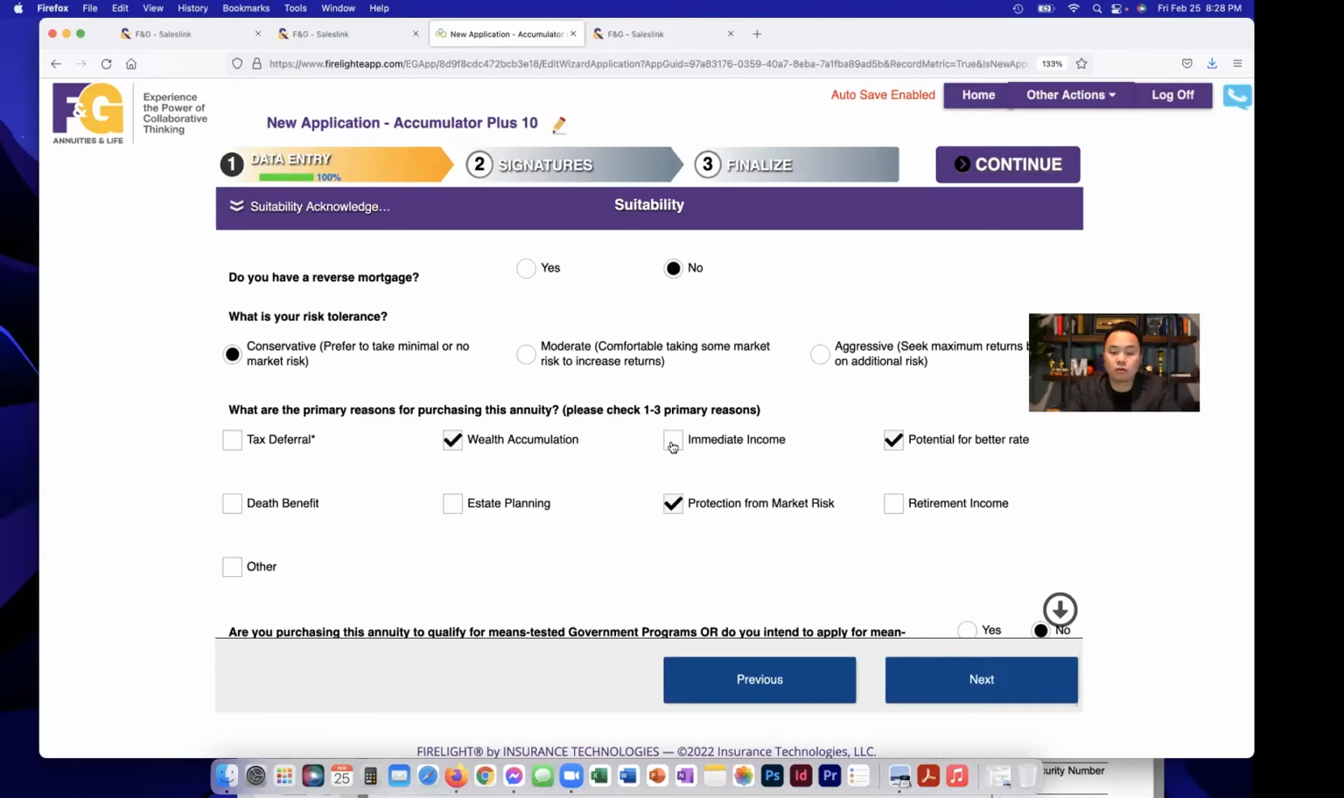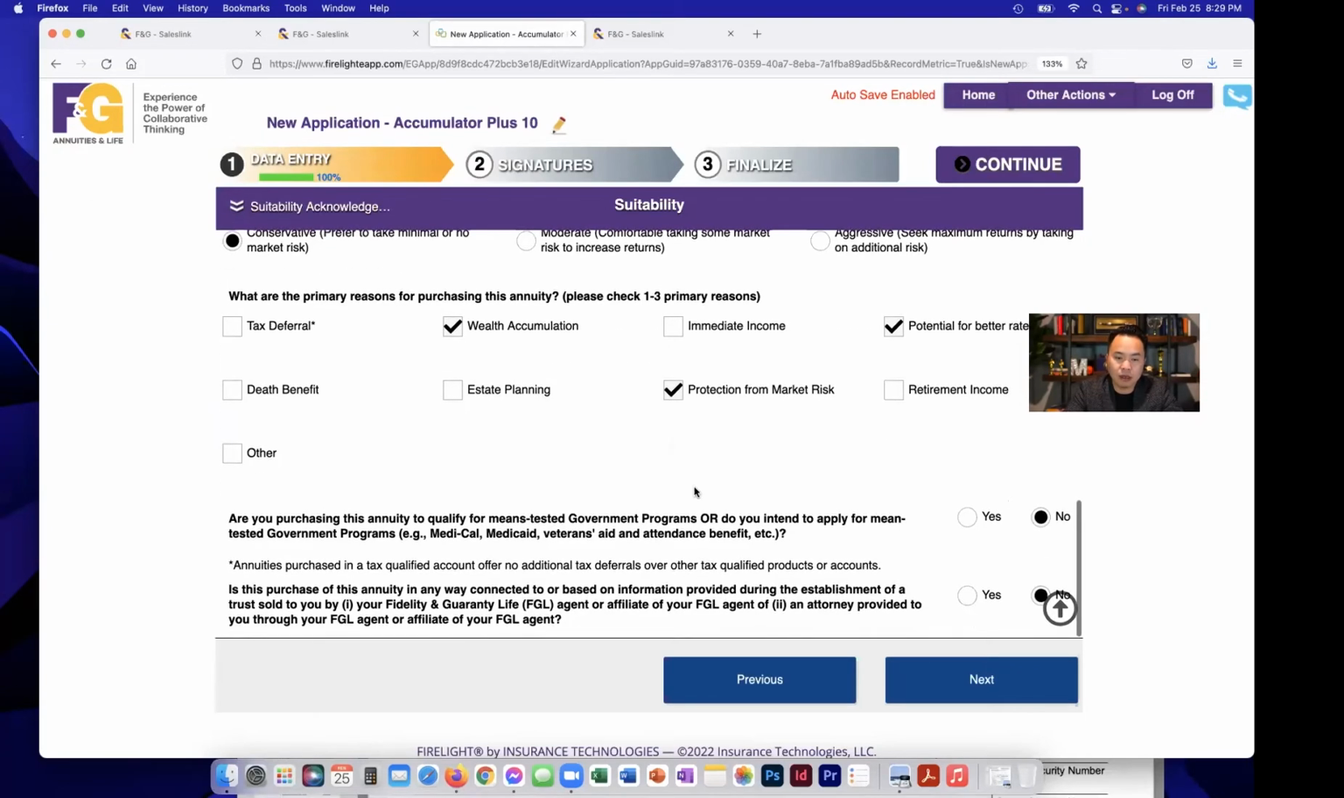So if you choose the accumulation product, then you can pick these 3: wealth accumulation, protection from market risk, potential for better rate. Choose 3. And then if you choose the acceleration 10, you can do protection from market risk, potential for better rate, and immediate income. That's the only difference you're going to do in there. All right. And then no for these 2 questions.